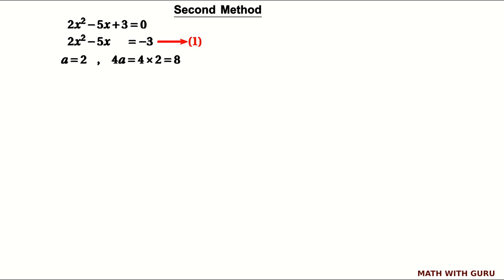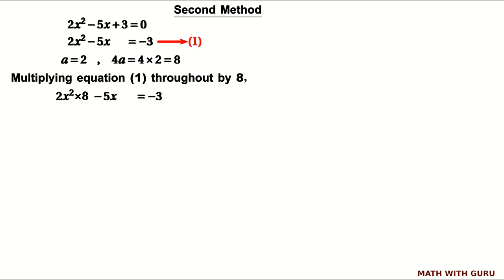Let us solve the same equation by the second method. 2x squared minus 5x plus 3 equals 0. Bring 3 to the right hand side. Take this equation as 1. Here, the coefficient of x squared is 2. A equals 2. 4a equals 4 into 2 equals 8. Multiply the entire equation by 8.